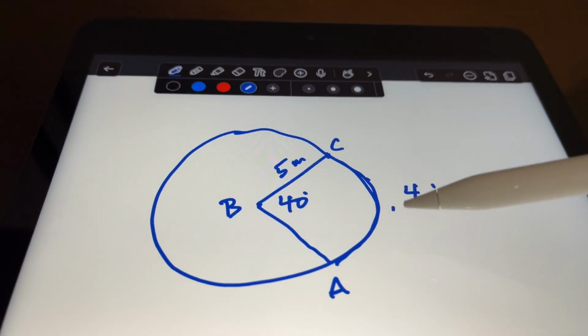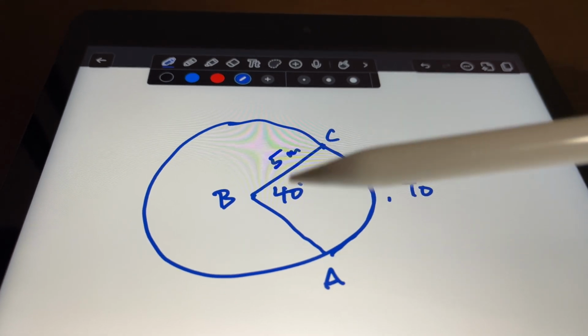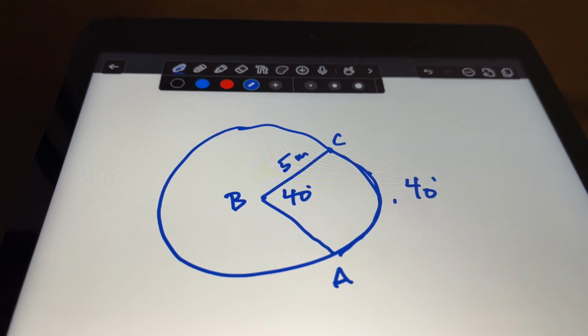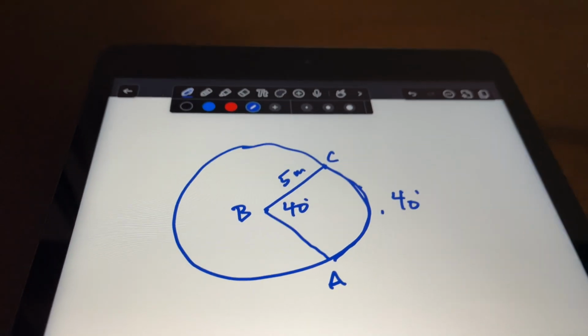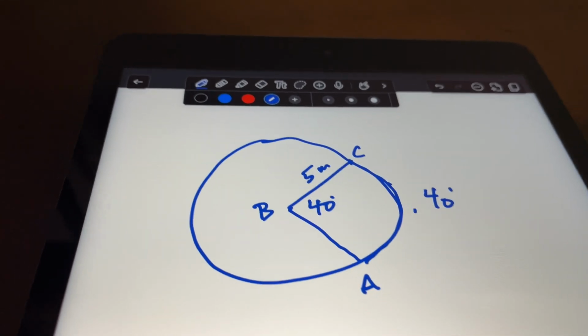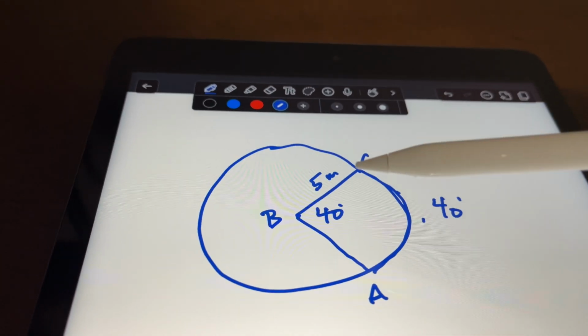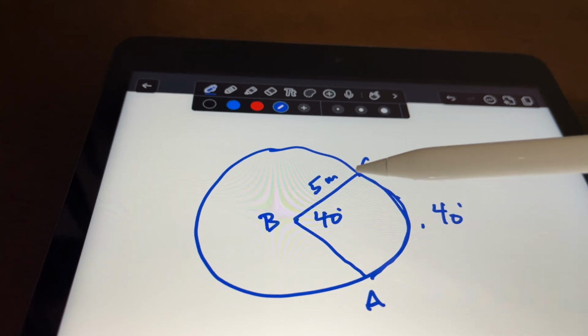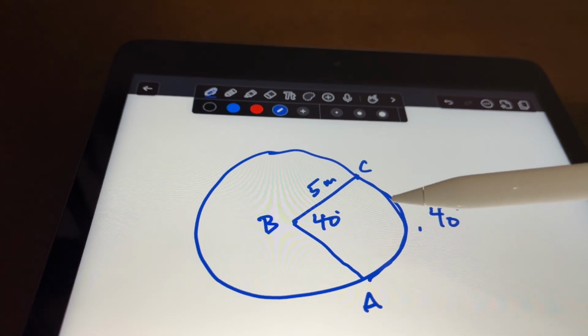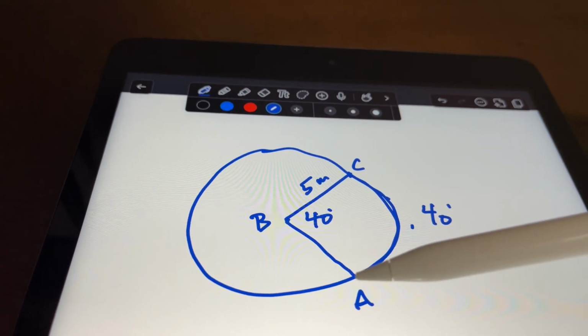This is just a stray mark here, so it's not 0.40. This is 40 degrees and this is 40 degrees. So that's one thing. But then the other thing we can do is say, if this radius is 5 meters, then what would this measurement be in terms of meters?